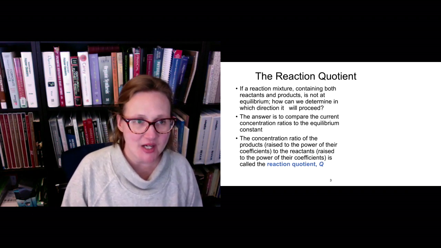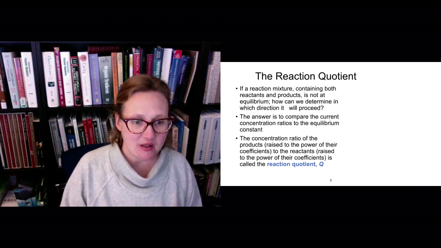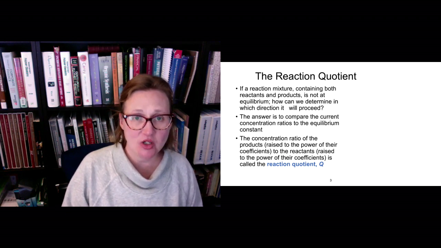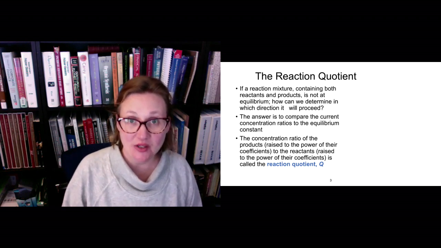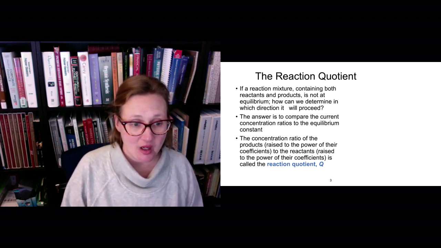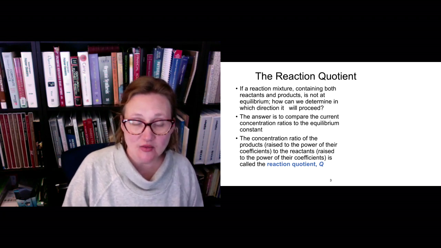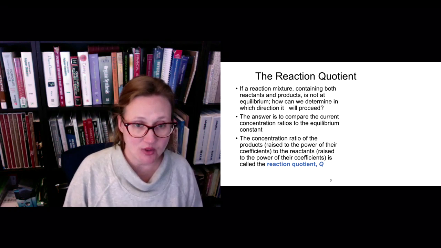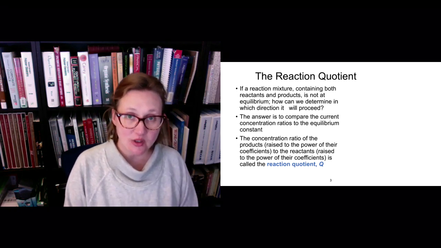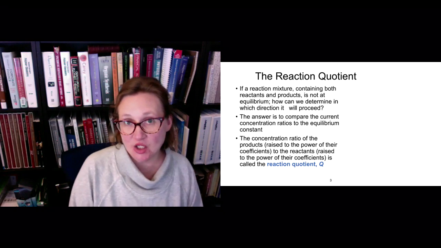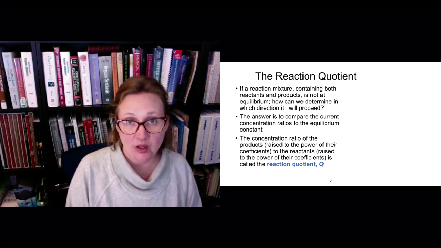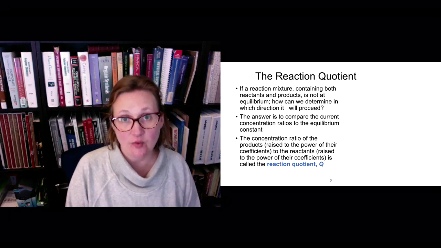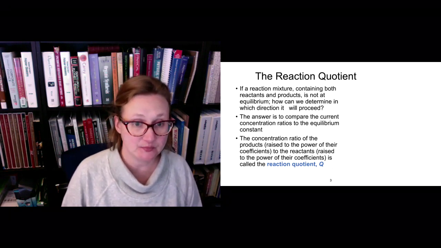All right, so the reaction quotient is the ratio of the concentration of products raised to their powers, just like when we talked about the equilibrium expression, over the concentration of reactants raised to their powers. That's the reaction quotient. So it's just like the equilibrium constant, except the reaction quotient can be calculated throughout the progress of a reaction, while the equilibrium constant is for equilibrium concentrations.